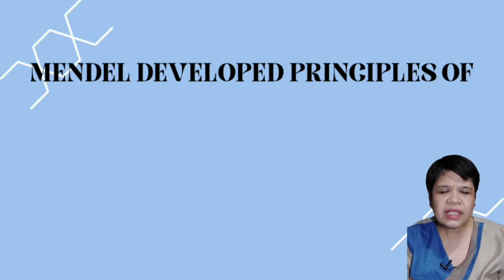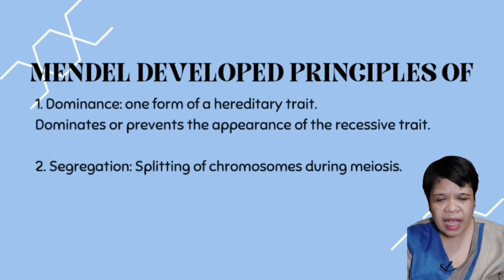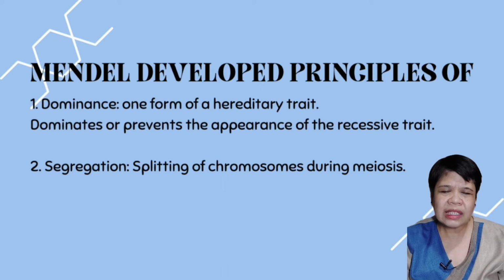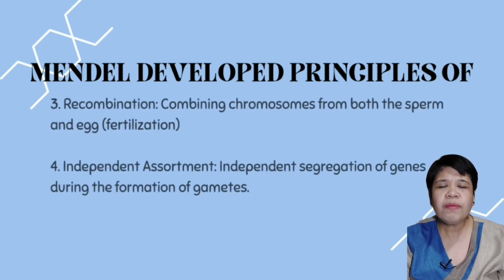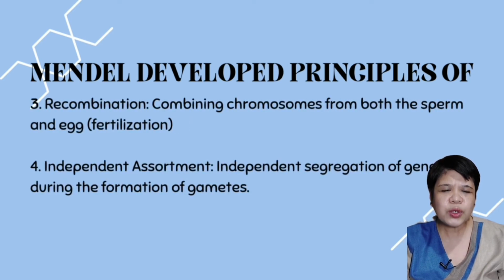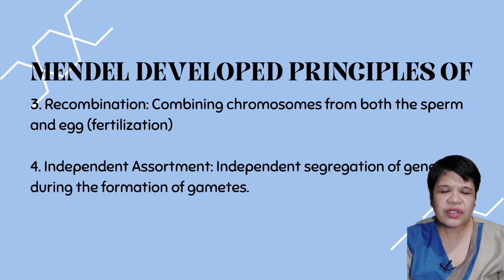Mendel developed the principles of dominance. So, what is dominance? It is when one form of a hereditary trait dominates or prevents the appearance of the recessive trait. Number 2 is segregation, the splitting of chromosomes during meiosis. And number 3 is recombination, combining chromosomes from both the sperm and egg, or what we call fertilization. Next is independent assortment, the independent segregation of genes during the formation of gametes.